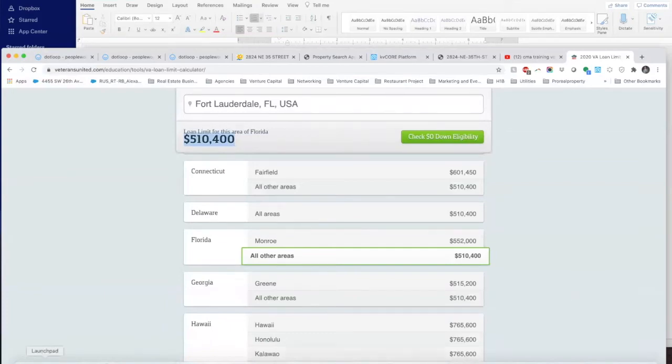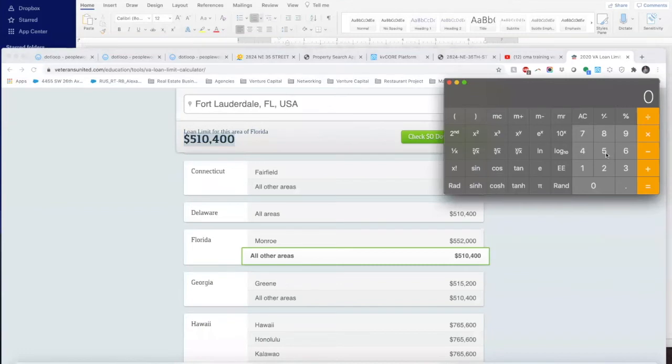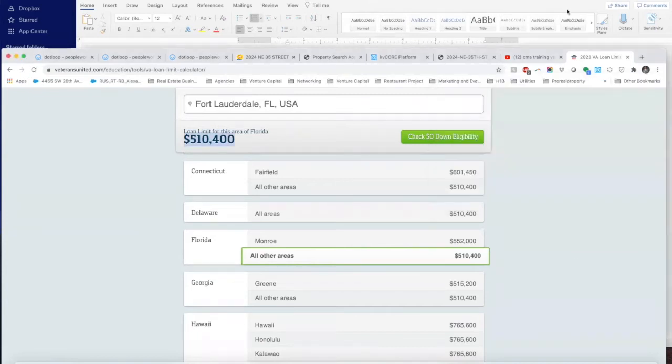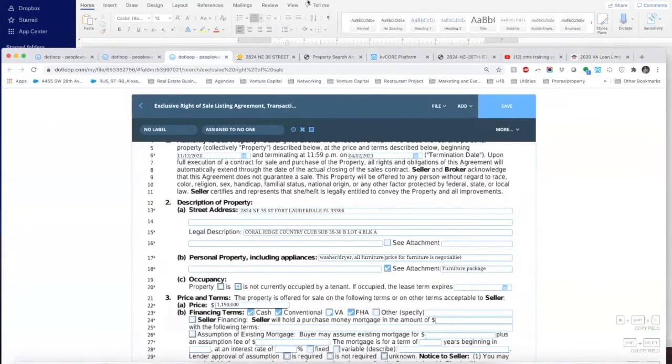So how to get the max purchase price? We need to do 510,400 divided by 80%. So it comes to $638,000. This is the max purchase price if we're doing the VA loan with 20% down. And again, if you have a veteran who reached out to you, or you have a lead for a veteran, just ask me, I'll guide you, because that's how it's calculated. Okay, any questions?